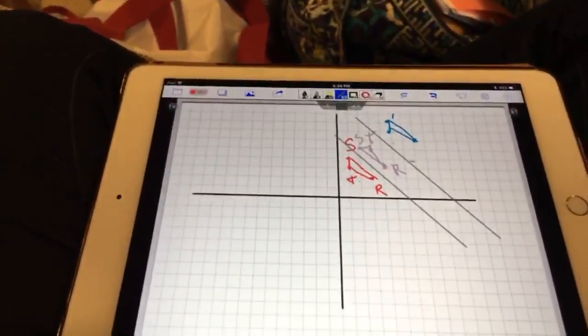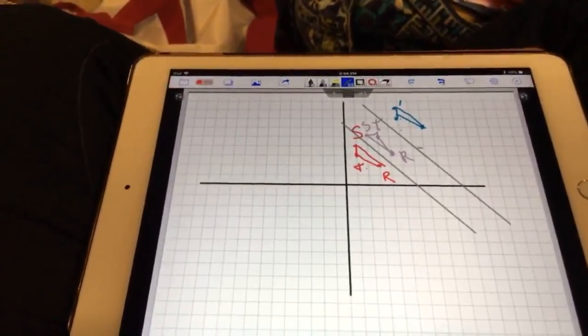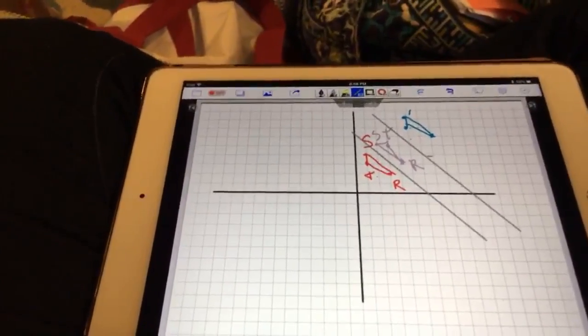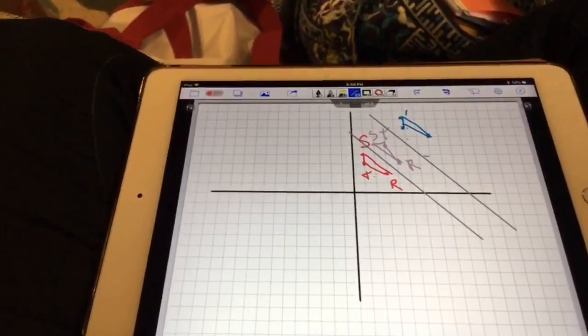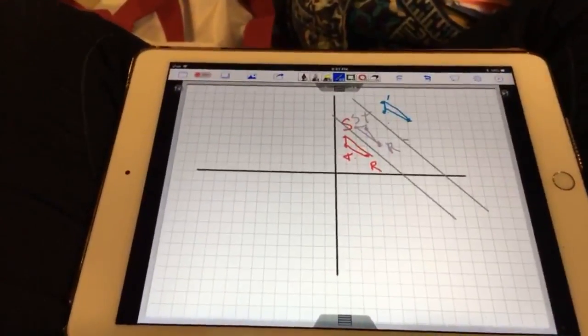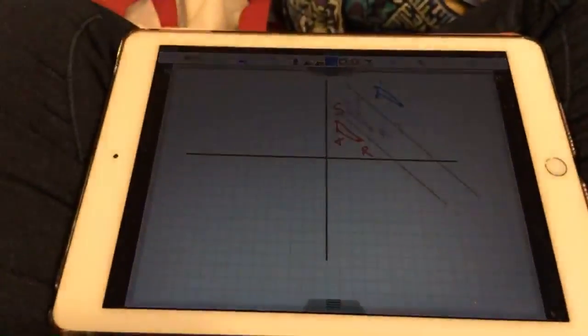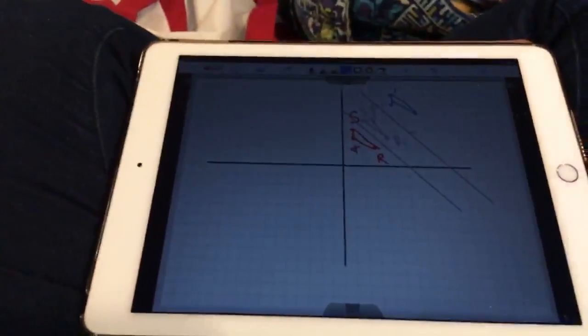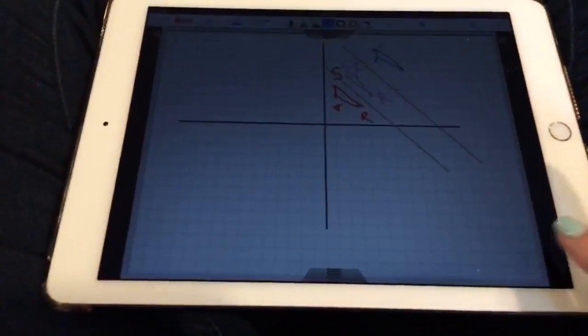a translation 4 units to the right and 4 units up. So for a translation, reflect through parallel lines. For a rotation, reflect through perpendicular lines. Does that make sense?